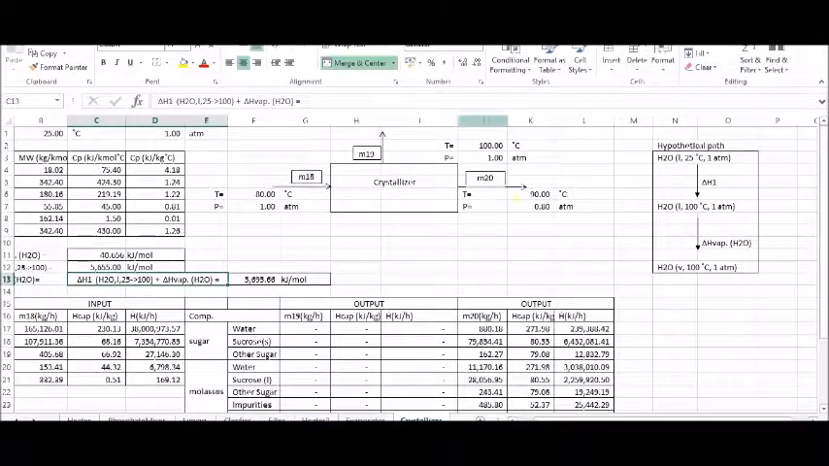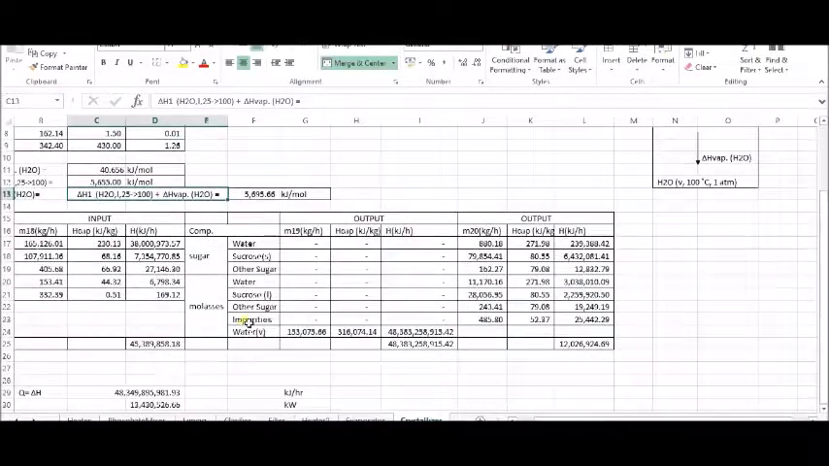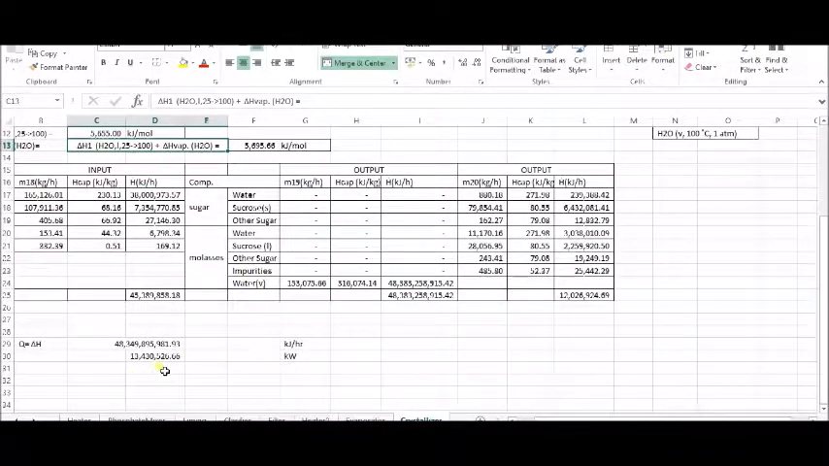So for the crystallizer, it is quite the same. We will have the hypothetical path, and we will get 1,300,000 kilowatt.